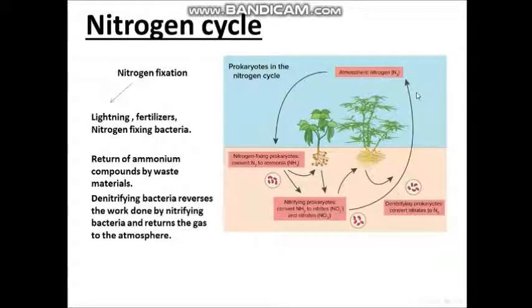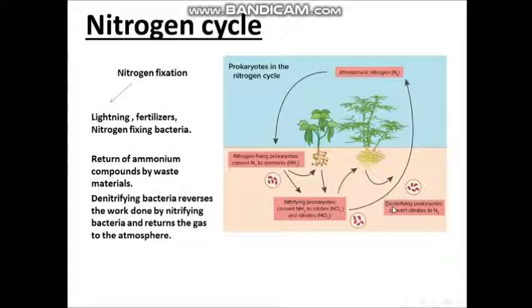When an animal comes and eats the plant, this nitrogen goes to the animal, and when that animal releases waste products, it will be in the form of ammonium compounds like urea and ammonia. When they are released on the ground, ammonia is returned to the soil, and then again this ammonia is converted by nitrifying bacteria to nitrate and nitrite, and plants can use it.